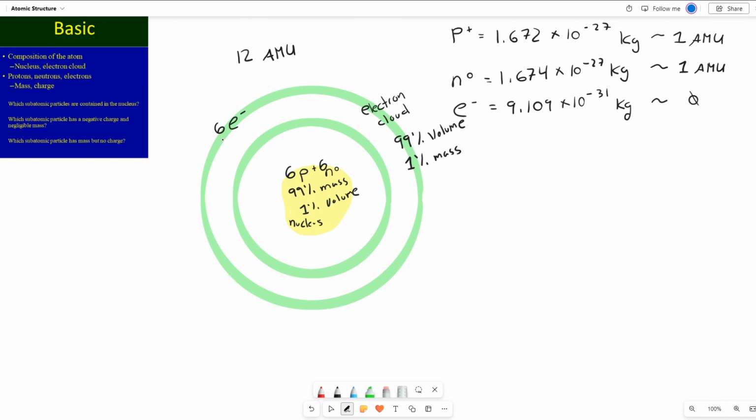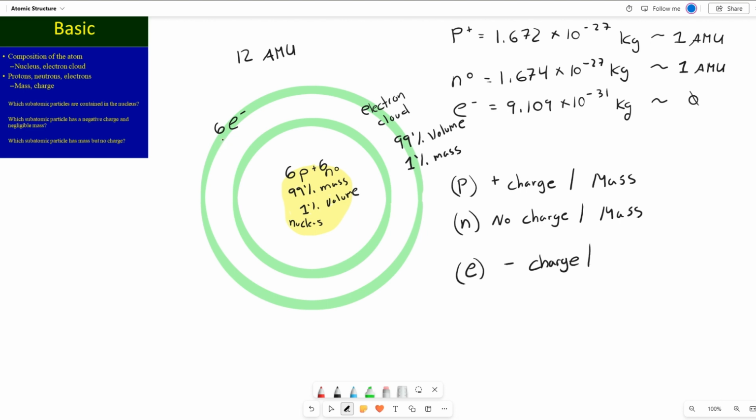So in review, protons have a positive charge, and they also have mass associated with them. Neutrons have a neutral charge, or no charge, and they too also have mass associated with them. And an electron has a negative charge, but is considered massless, or so light it's negligible.